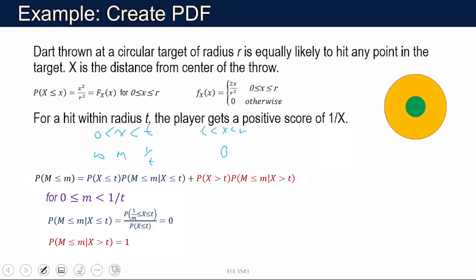The other region of possible monetary compensation is between 0 and the smallest value we could possibly get, which is 1 over t. And that is the possibility that we hit outside of our target region, but in that region we still get 0. So that means that first term, the probability of that, goes to 0, and the second term is still probability 1, because the monetary compensation, even though we hit outside of our target region, is still 0. And we're looking at the interval from 0 to 1 over t.